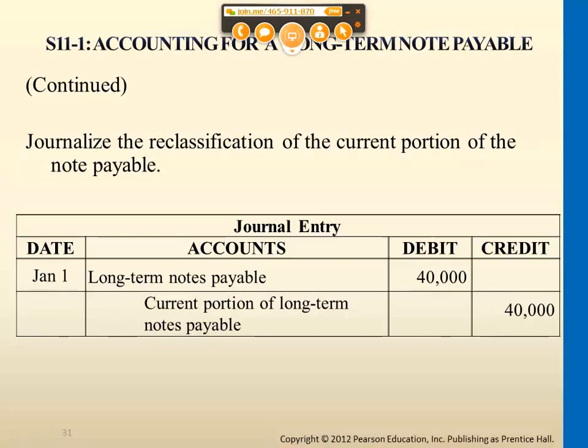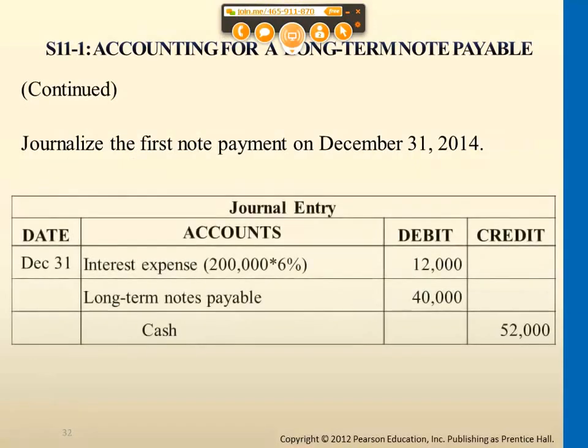Now the last question in this problem asks you to journalize the first note payment. Since this is a note that was signed January 1st, how will we journalize the first note payment a year later? Is this a note that carries on to the following accounting period? Usually that's the one that's signed somewhere in the middle of the year. So what happens at the end is that we are paying off part of the principal, $40,000, and at the same time we're also paying off the interest, $12,000.